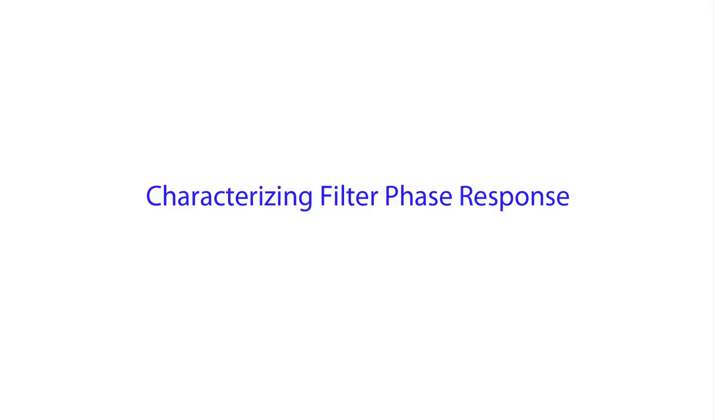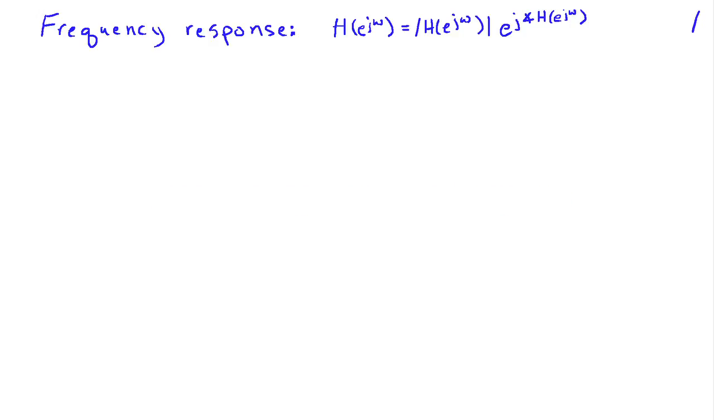There are several ways of characterizing the phase response of discrete time filters. We have the frequency response, of course, H of e to the j omega of the filter, which tells us how the filter acts as a function of frequency. In other words, if a sinusoid comes in of a certain frequency, a sinusoid goes out of the same frequency, but its amplitude gets scaled by the magnitude of H of e to the j omega, and its phase gets changed by the angle or the phase of H of e to the j omega.